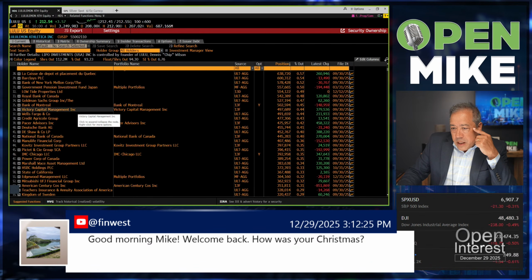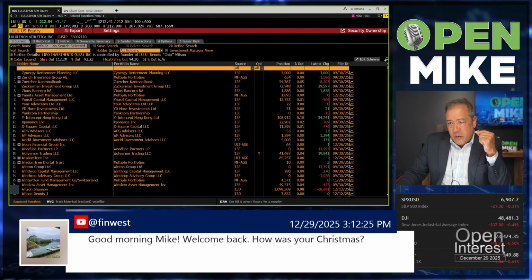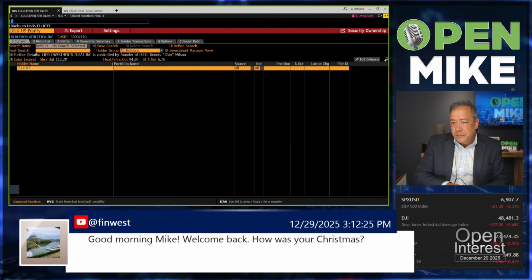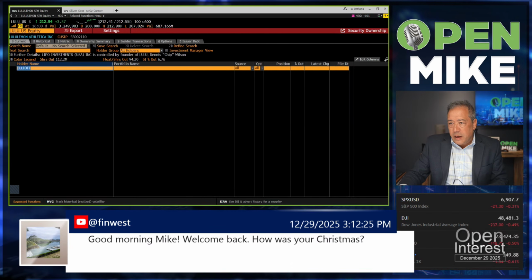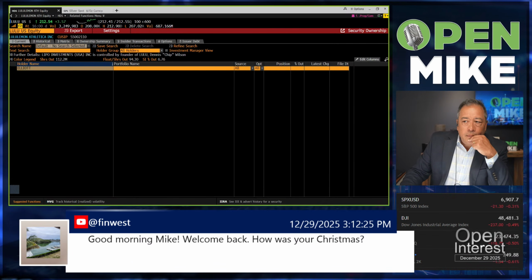May not have gotten an updated 13F. But I saw that they were taking a stake. Let me just, you know what, I don't even need to do that. I can go like this. Yeah, it's not showing there. But they have taken a stake, apparently.